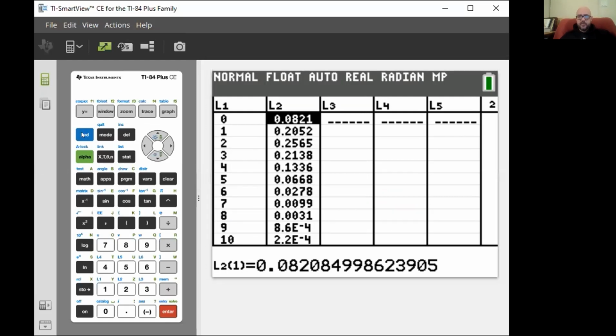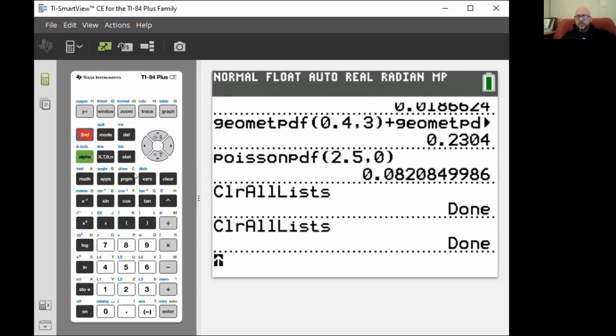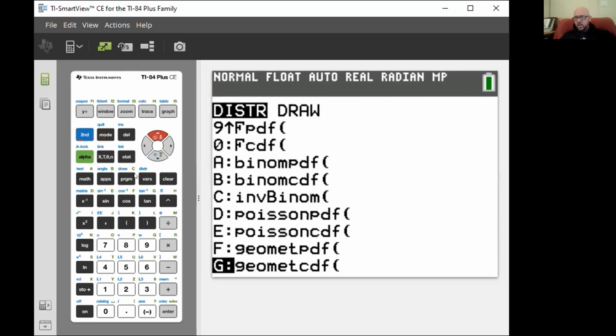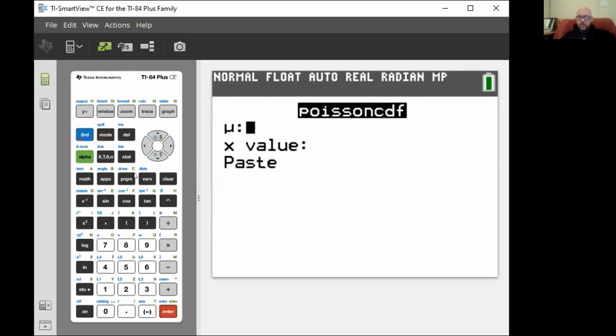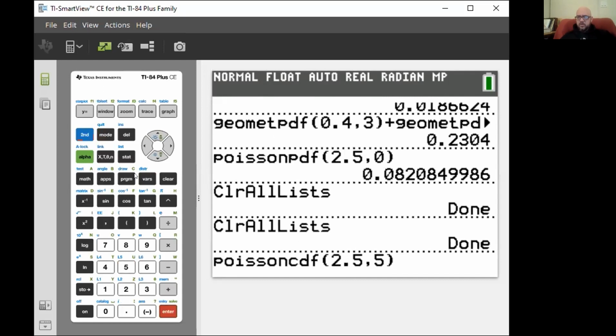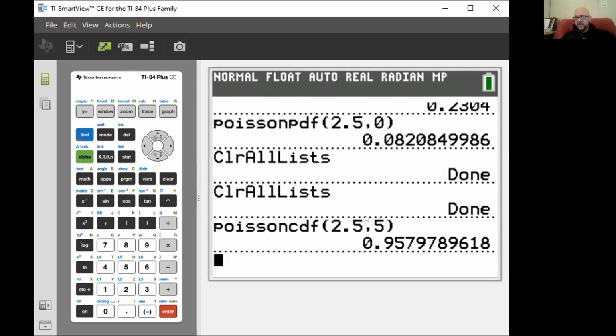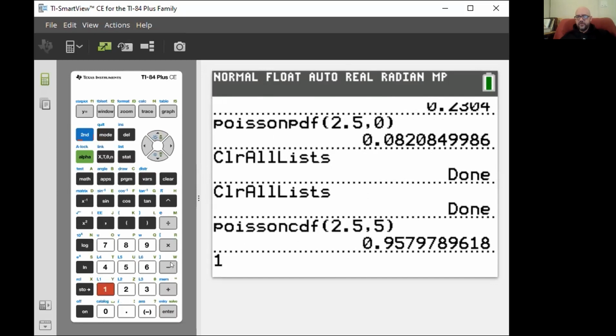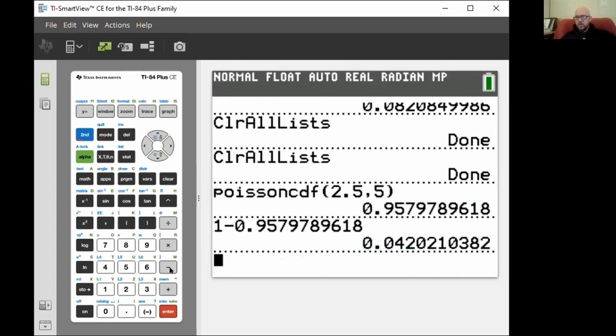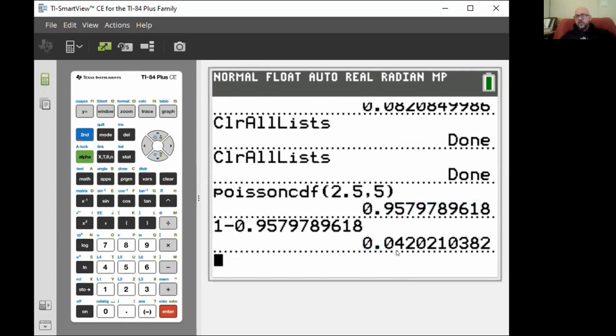So might as well find that, right? Distributions. I forgot to do the 1 minus, but that's fine. So I want 1 minus this. So 1 minus that number, it looks like 4.21%. Yeah, 4.2%.